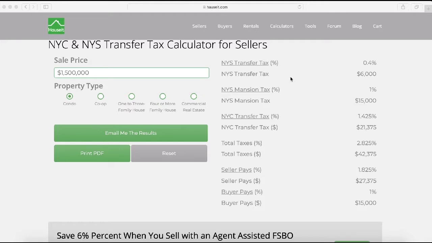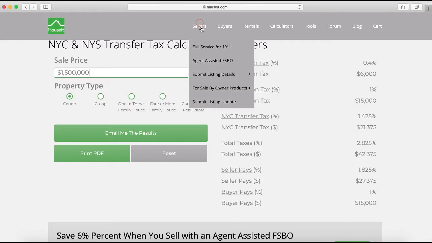Closing costs are a very important consideration for sellers in the city, primarily because seller closing costs are really high. Now, the largest component of seller closing costs is the broker commission of 6%. There are a number of ways you can reduce or eliminate that, including listing through an Agent Assisted FSBO flat fee model or considering a 1% full service option. You can learn about both of those by using the drop downs here under sellers. You have full service for 1% as well as Agent Assisted FSBO.